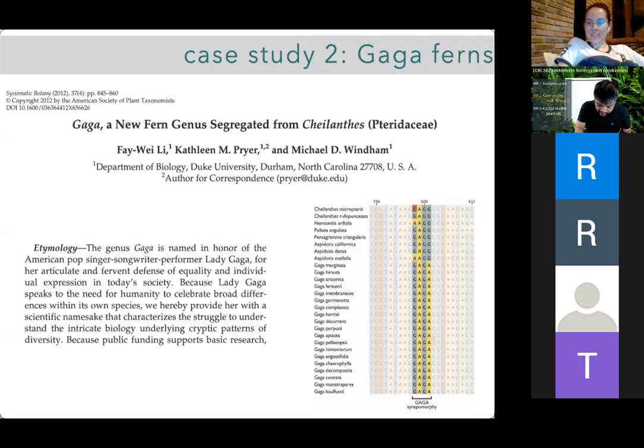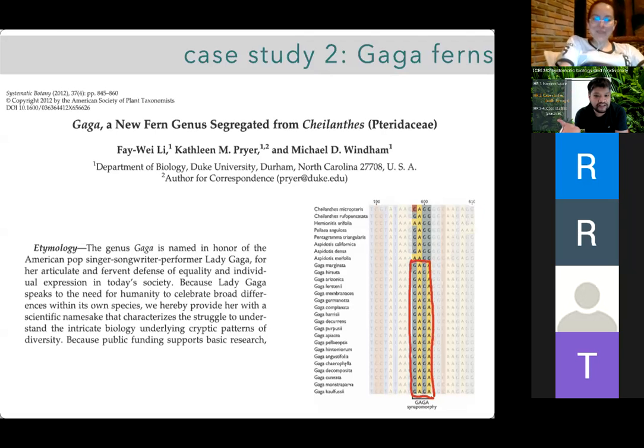So he found that all the Gaga ferns, formerly Calanthus, share this Gaga synapomorphy. They have GAGA in their DNA. How convenient, right? This is why we have to study an alignment, because, ooh, there's a GAGA box right there. It's a synapomorphy, a shared derived character. Finally, something useful from the first half of the class.